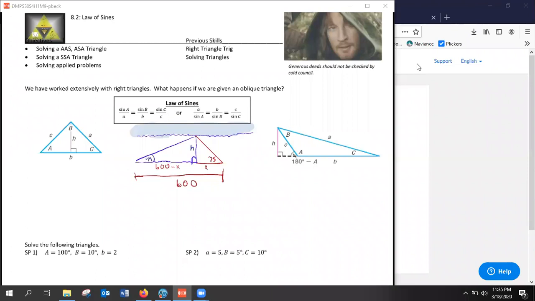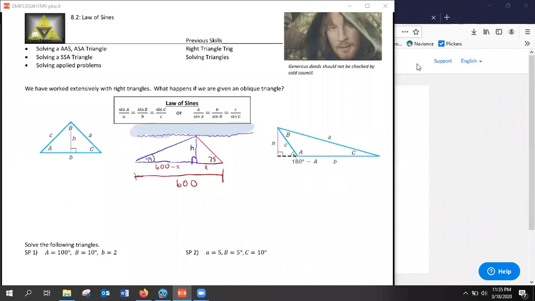As we begin our day two of e-learning, I want to do a quick recap of where we've been. In 8.1, we solved right triangles, and then we began to apply them in more real-life situations. What we're going to be doing today is solving more triangles, but we're going to ask ourselves what happens if they're not right triangles.